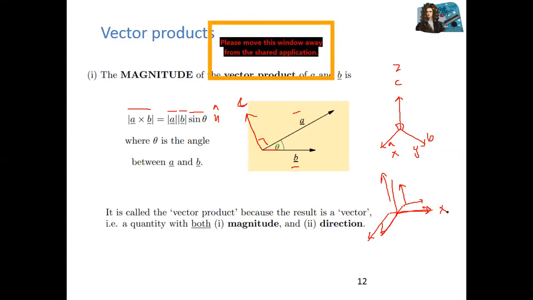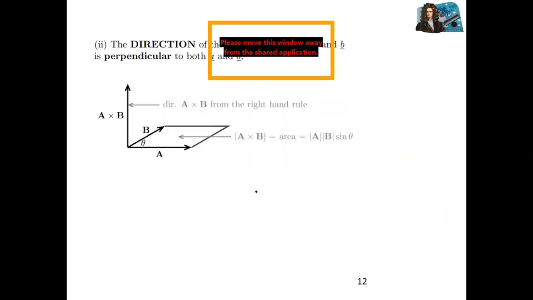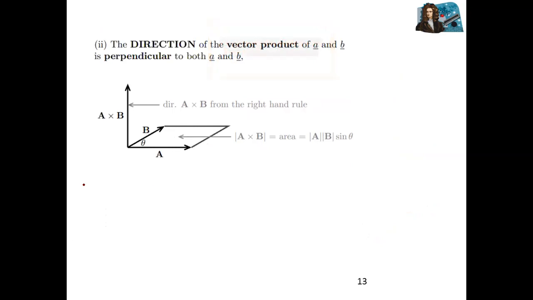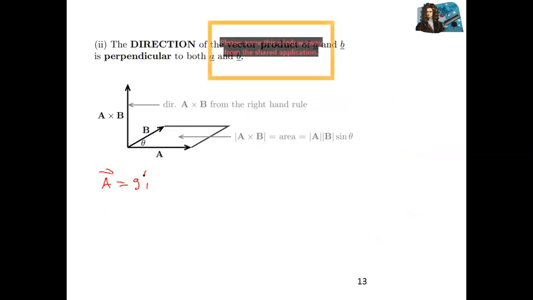We can find the same, but with a different formula. For multiplication of two vectors with the cross product, we use determinant matrices. How can we use it? For example, if two vectors are given, vector A is equal to 2i plus 3j plus 4k.